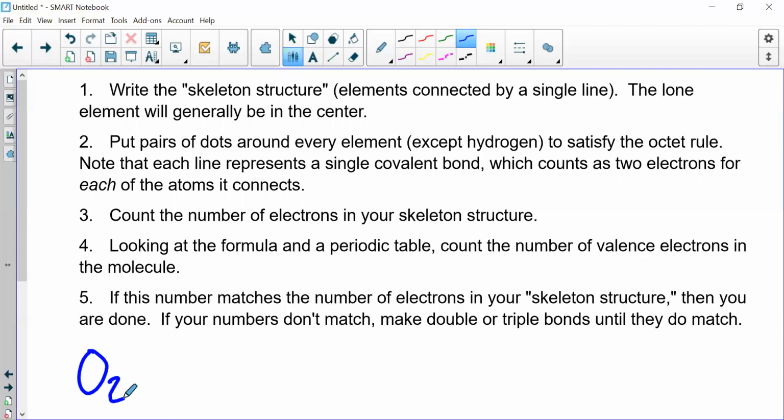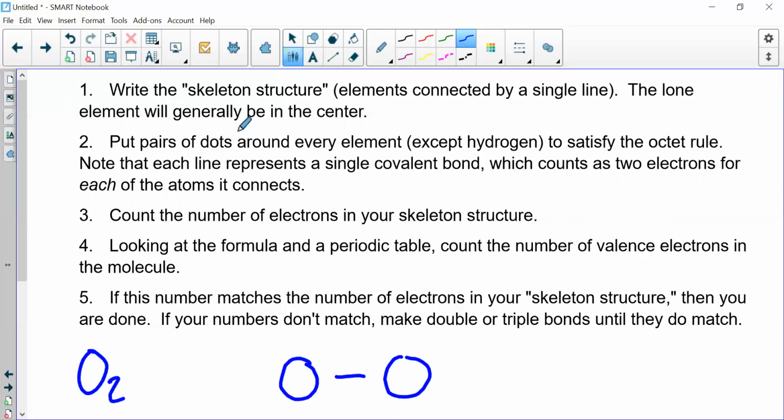So the first thing you're going to do, step one, is you're going to write the skeleton structure. Now, that's not a chemistry term. That's just a term that I use because it's like the backbone. A skeleton structure, which are just the elements connected by a single line. So in this case, we have O2. We have two oxygens, so I'm going to go O, single line, O.